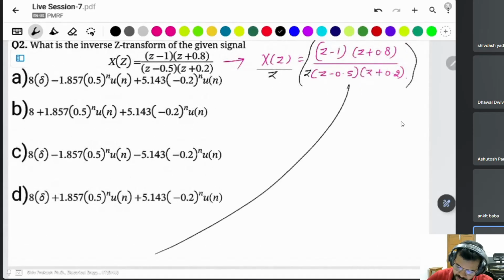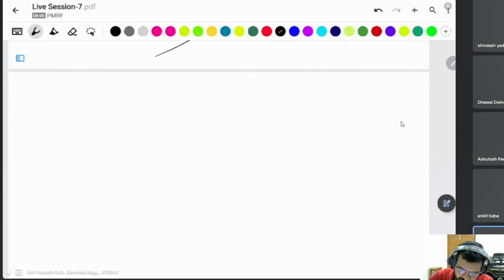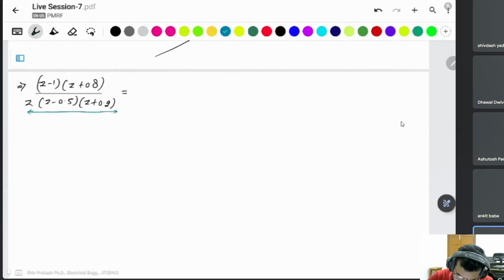Okay, let's start the partial fraction of this system: (z minus 1)(z plus 0.8) divided by z(z minus 0.5)(z plus 0.2). There are three factors, so we have to choose three variables: A by z, plus B by (z minus 0.5), plus C by (z plus 0.2).